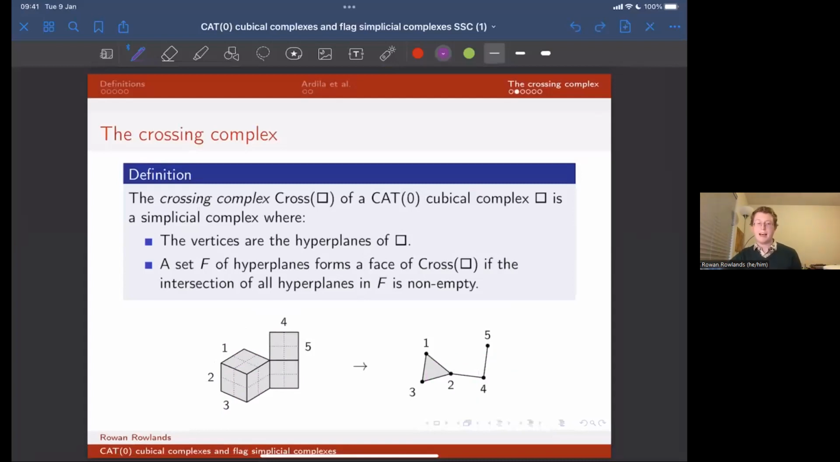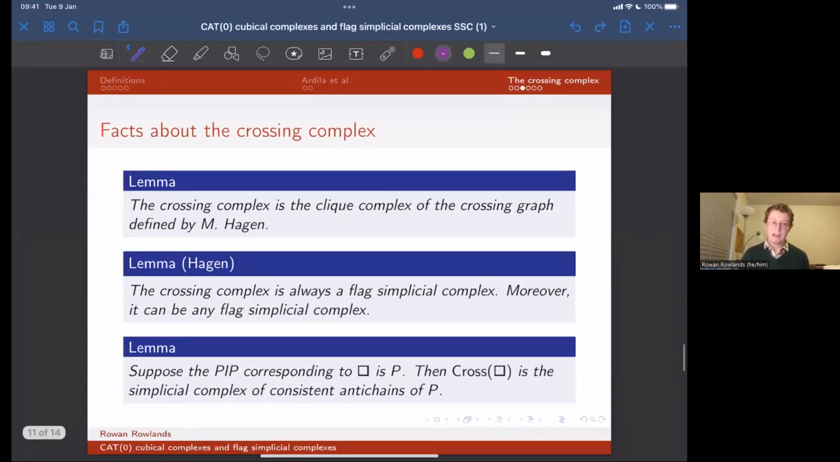Okay, and I claim that this crossing complex, this simplicial complex, captures a lot of the combinatorial information from the CAT0 cubical complex that you build it from. So for the rest of this talk, I will try to convince you of that claim. So let's start with a couple of the basic facts about crossing complexes.